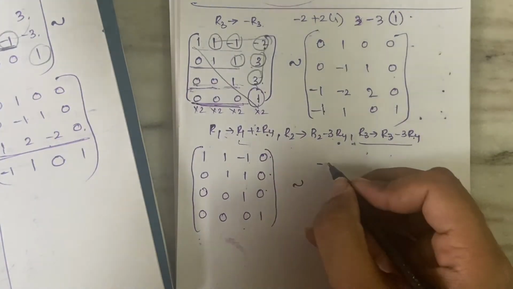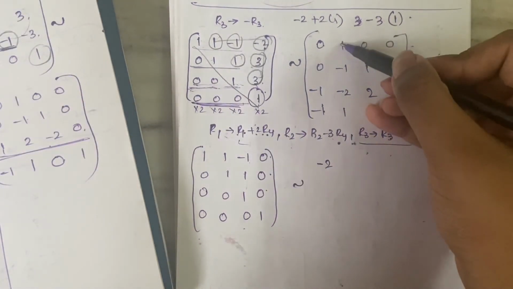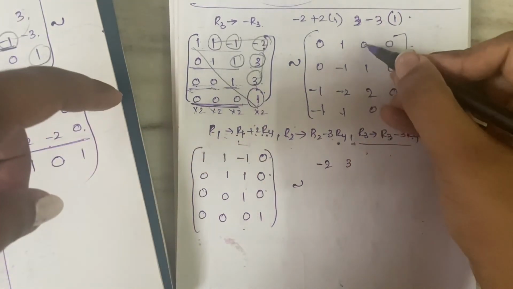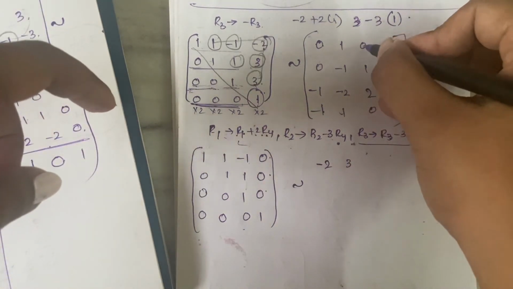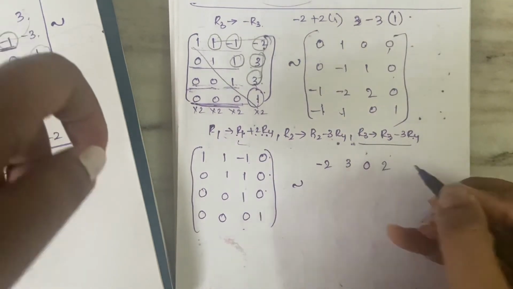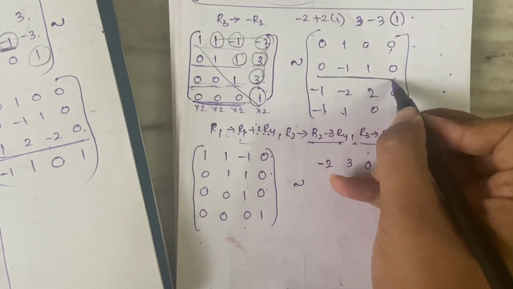So yes, minus 2. And again R1 plus 2 R4. 1 plus 2 into 1, 3. Next, 0 plus 2 into 0 is again 0 only. 0 plus 2 into 2. Okay, next, R2 minus 3 R4.